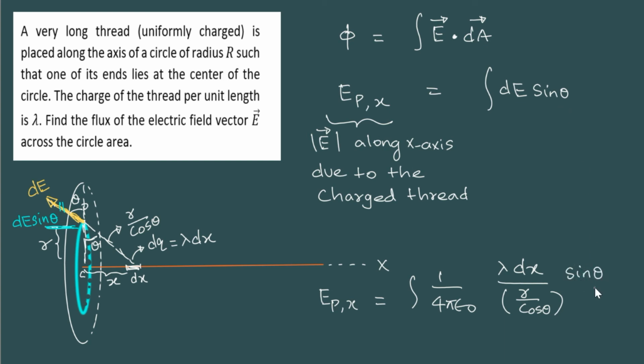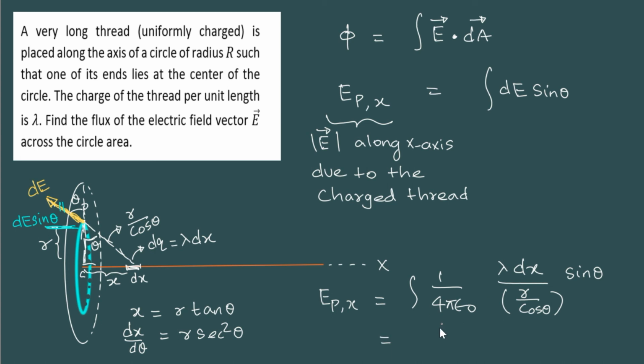Now there are two variables here. x is changing and theta is changing. So let us try to convert everything into one variable. I'm selecting theta here. So how can I convert x into theta? If you take this triangle here, you can see that x by r is tan theta. So x is r tan theta. If I take a derivative here, dx by d theta is going to be r secant square theta. So I can substitute this here.